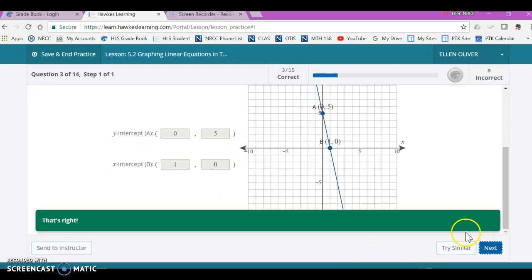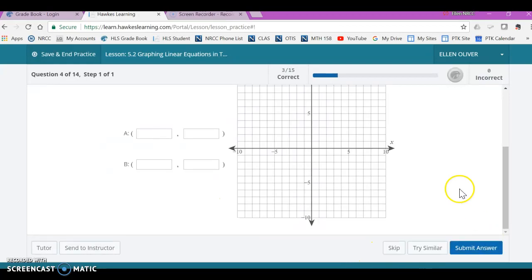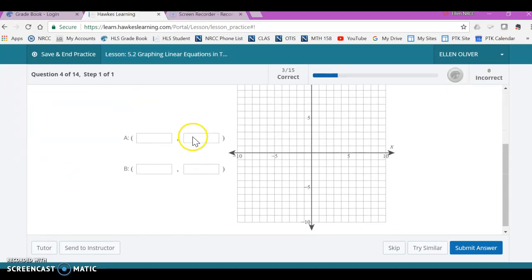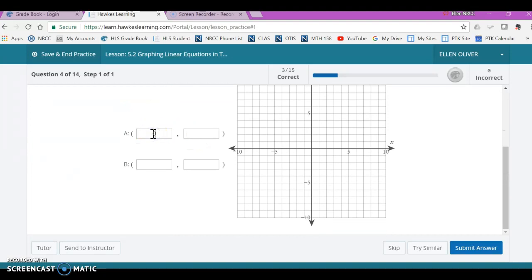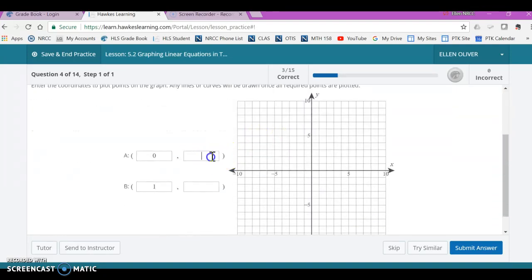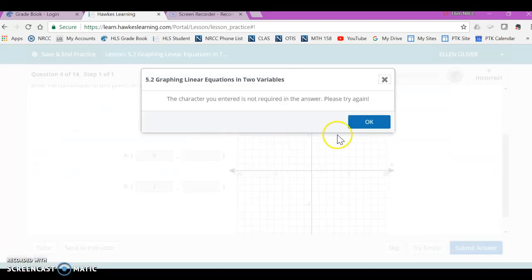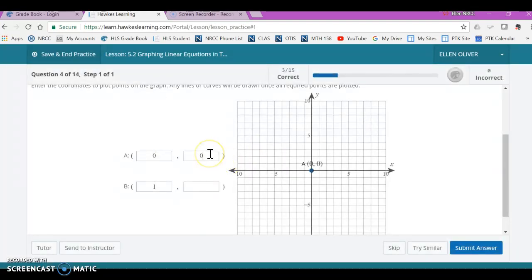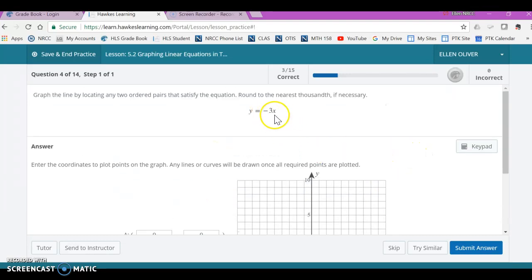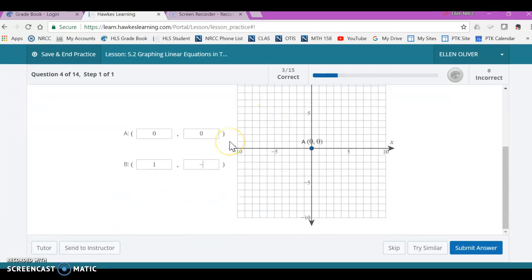So hopefully you're getting the idea. I'm going to try to find one that maybe has fractions. So this one is any two ordered pairs. Okay, so let's plug in 0 and plug in 1 for my x's. If I plug in 0, negative 3 times 0, well, that's 0. I entered the letter O instead of 0. And if I plug in 1, negative 3 times 1, negative 3. Super easy.